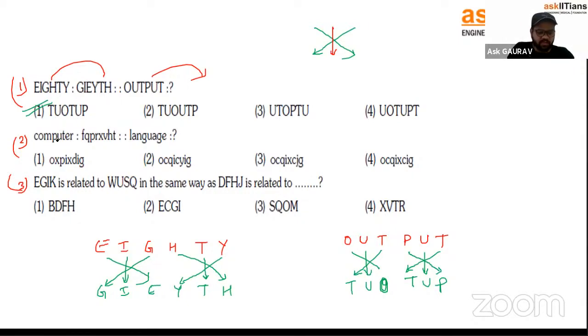Go for the second question. Go for the second question, guys.